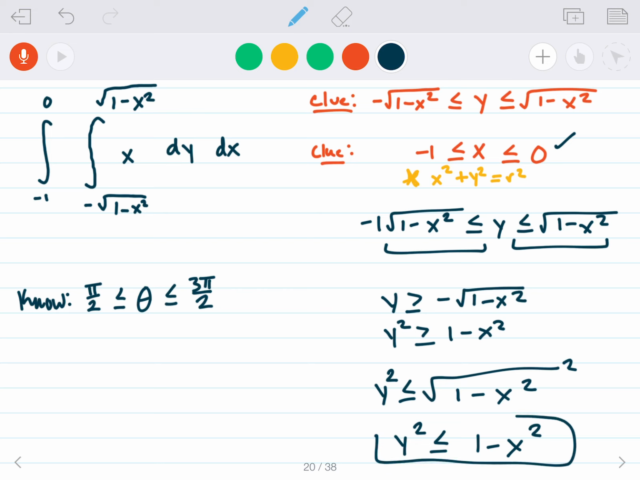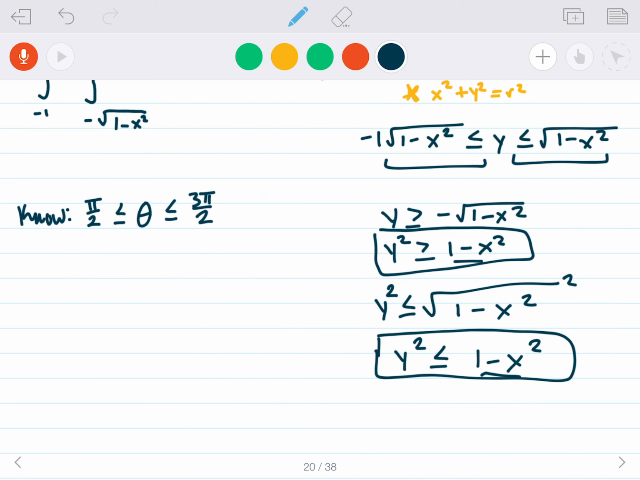So this is the information that I'm given. If something is greater than or equal to something and at the same time is less than or equal to something, it must be that it's equal, right? Because it can't be greater and less at the same time. So instead of this inequality, now we have y squared is equal to 1 minus x squared. It's greater than or equal to that, but also less than or equal to that, and the only way for these two things to be simultaneously true is if it's actually equal, okay?